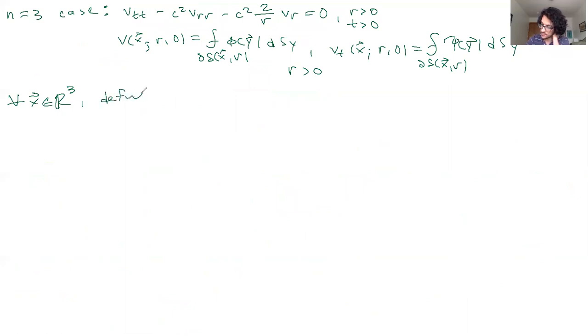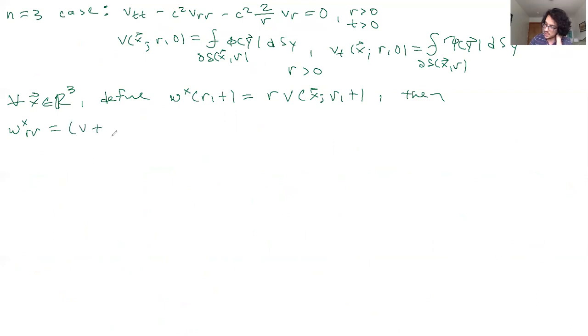let's now define something I'll call W(x,r,t). And I'm just going to scale V by r, so that I have a slightly cleaner PDE. Well then W_rr, what's that equal to? Well, it's just V plus r V_r, by the product rule, differentiated with respect to r. Or V_r plus V_r plus r V_rr, or just r V_rr plus 2 V_r.